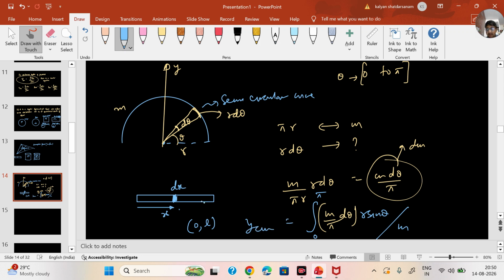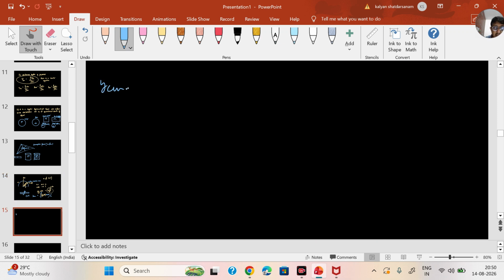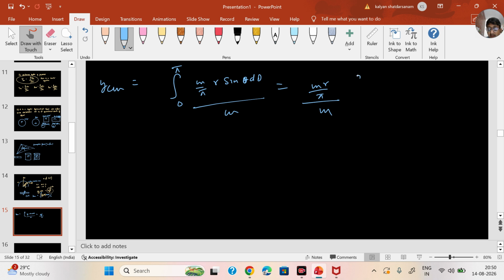Total mass is m only. So I have to do this integration. So my y coordinate of center of mass is what I got previously, integral 0 to pi m by pi r sine theta d theta by total mass. M, pi and r are constants. They don't change. Only theta is the variable. Okay, we are changing theta to cover the whole object. So m, r and pi come out. Bottom m is also there, this m. Integration is only for theta, sine theta d theta. So this m goes away.